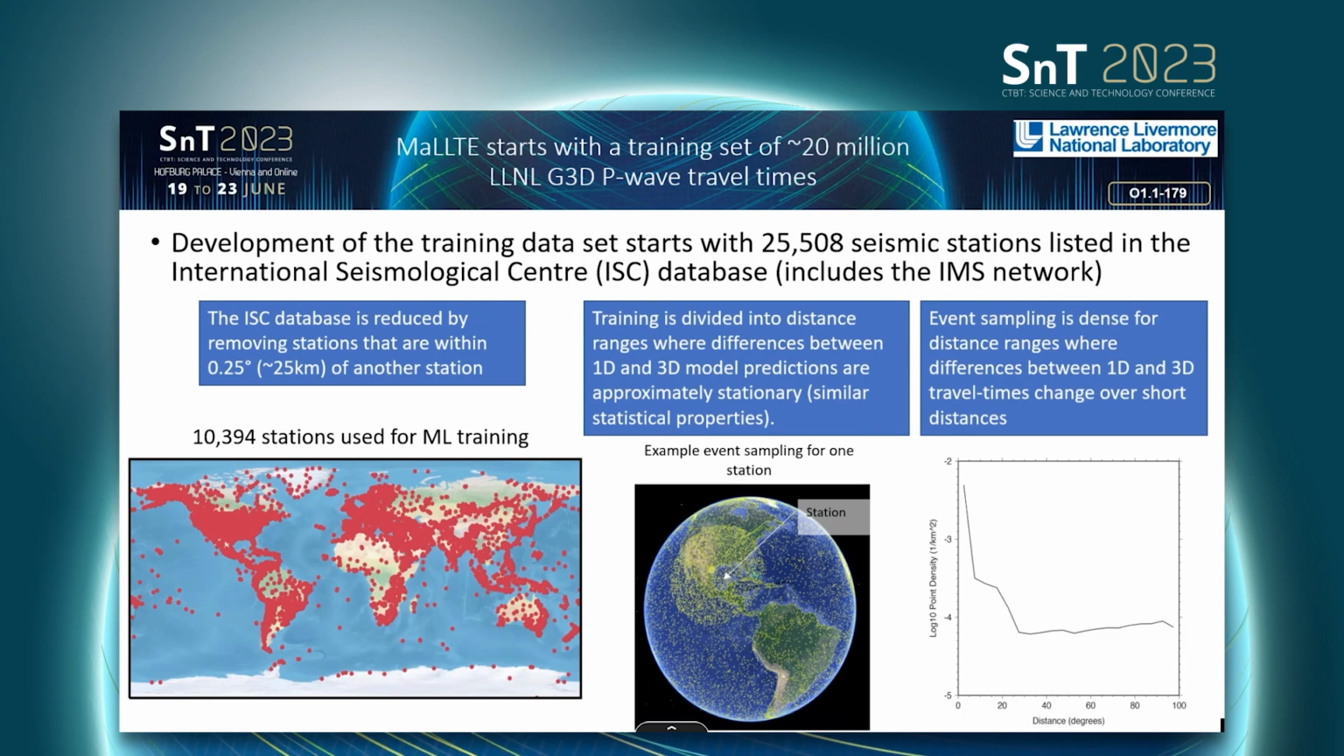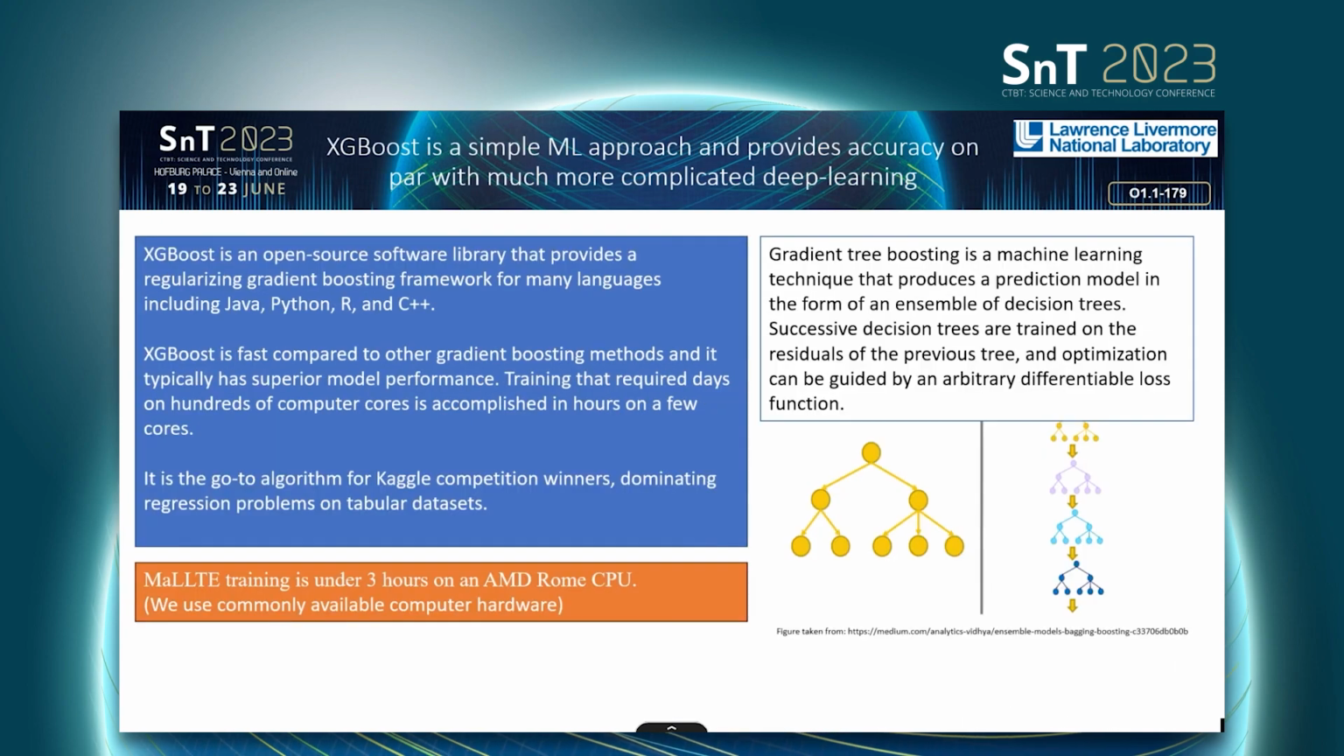So we do this, we end up with hundreds of millions of travel time calculations across the globe, and we then use that as a training set for our algorithm. In this case, we have settled on the XGBoost method. We did try deep learning and other things. I presented on that at a previous conference. It works well, but this one is so much simpler, so much faster and robust that we just went with the simplest solution. XGBoost is open source.